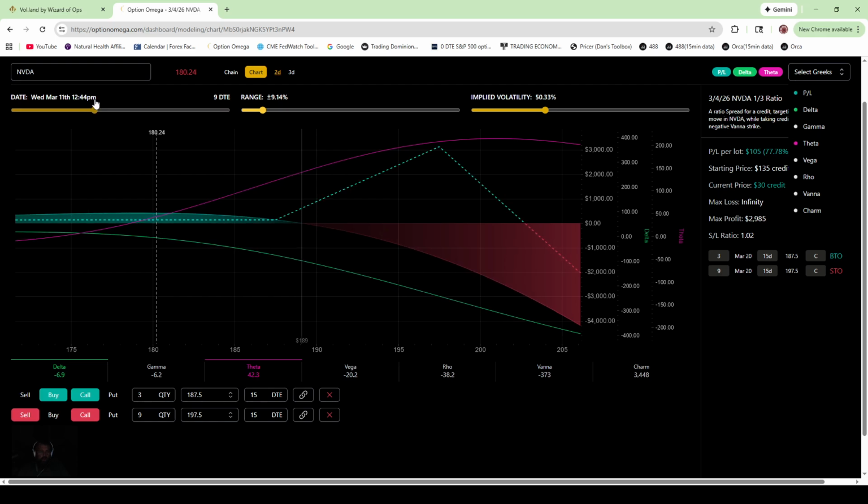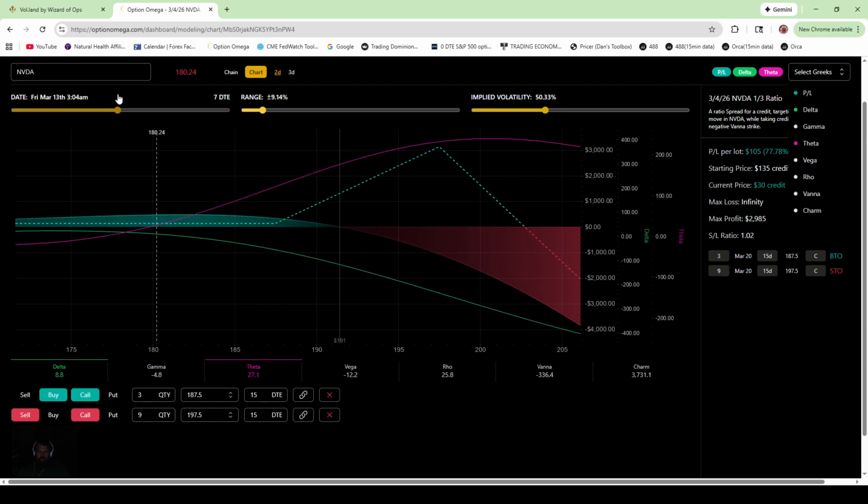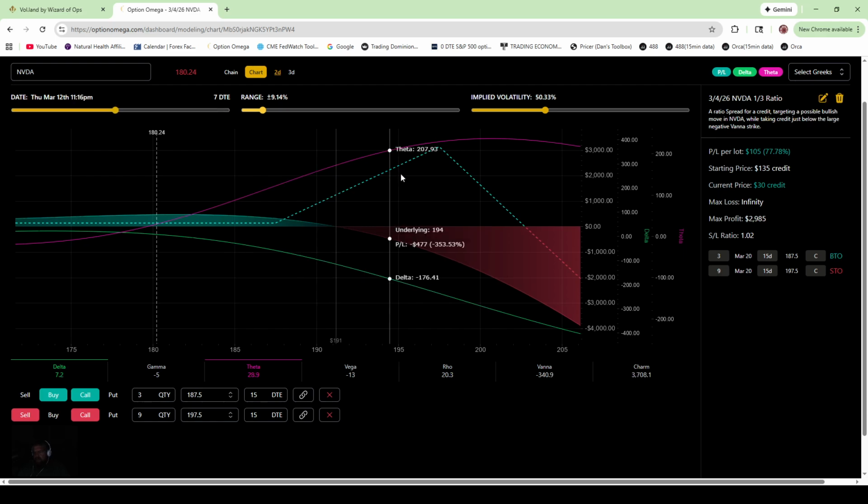So if we go 1 week out, that is going to put us on Thursday, March 12th. Let's say it closes 1 week in at 11 o'clock. We can see we're going to have negative 117 delta. Our P&L, though, is going to be right around this 191 area. So we could make a 10-point move and still be in greater P&L.